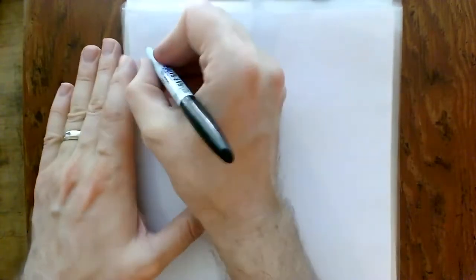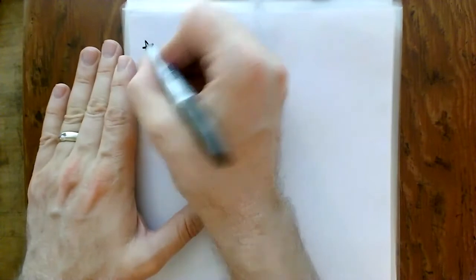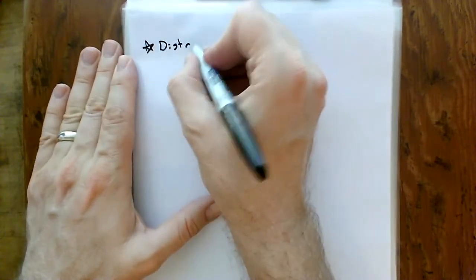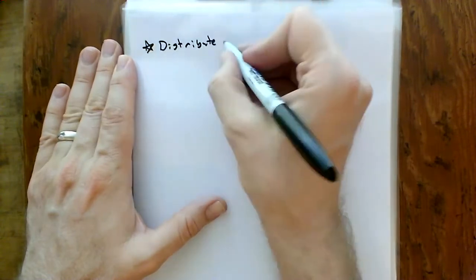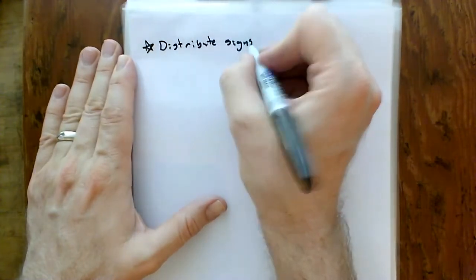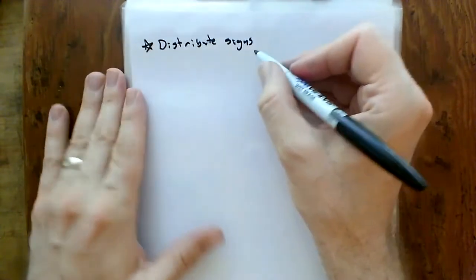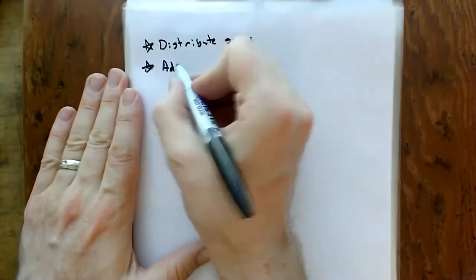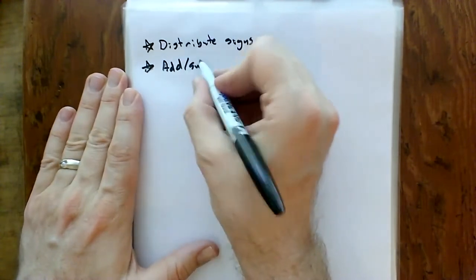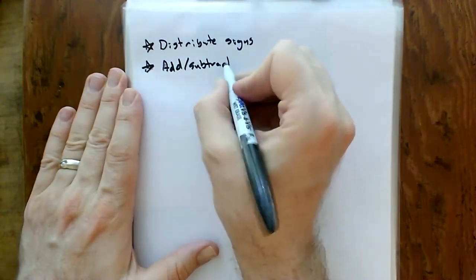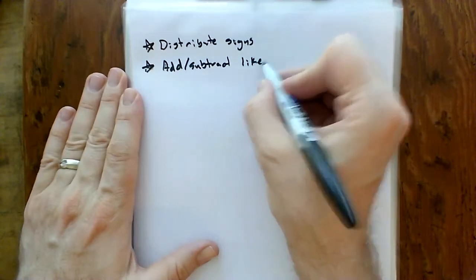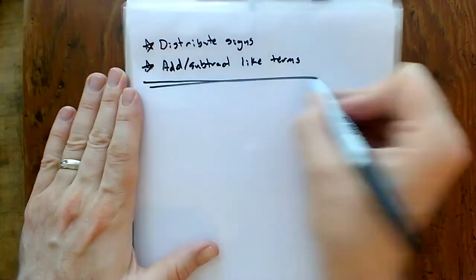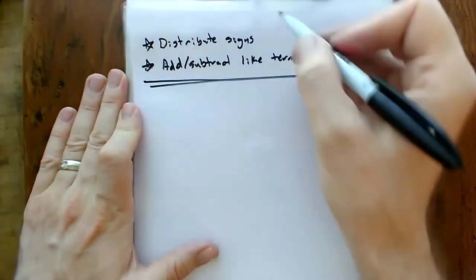So what I will usually tell folks is you're going to distribute signs if necessary. Or sometimes I'll just say resolve your signs. And then you're going to add or subtract your like terms. And there's a couple different ways we can do this, but this is our general method.